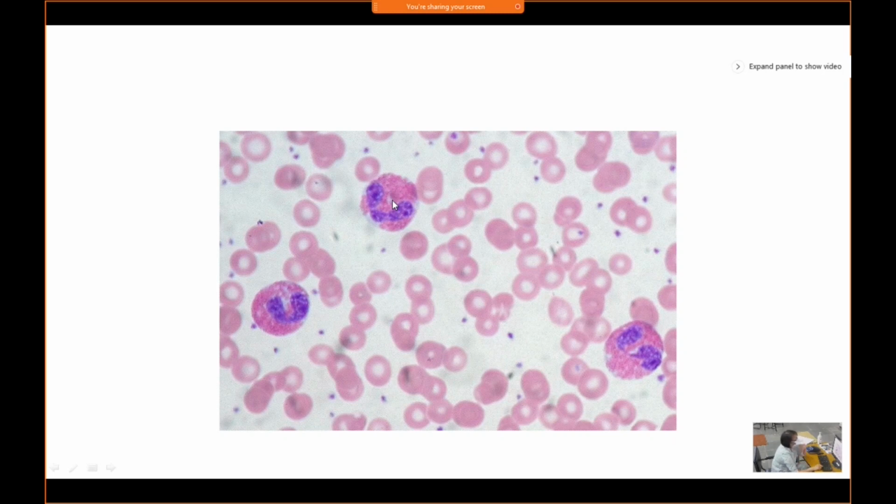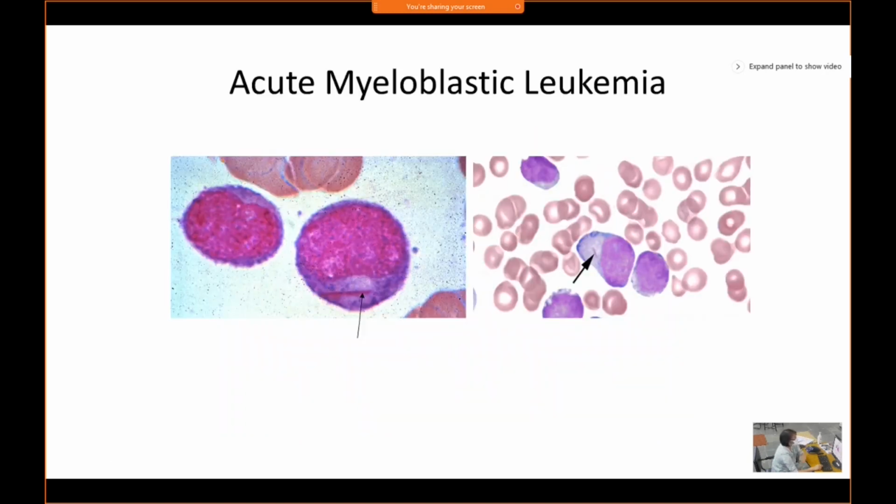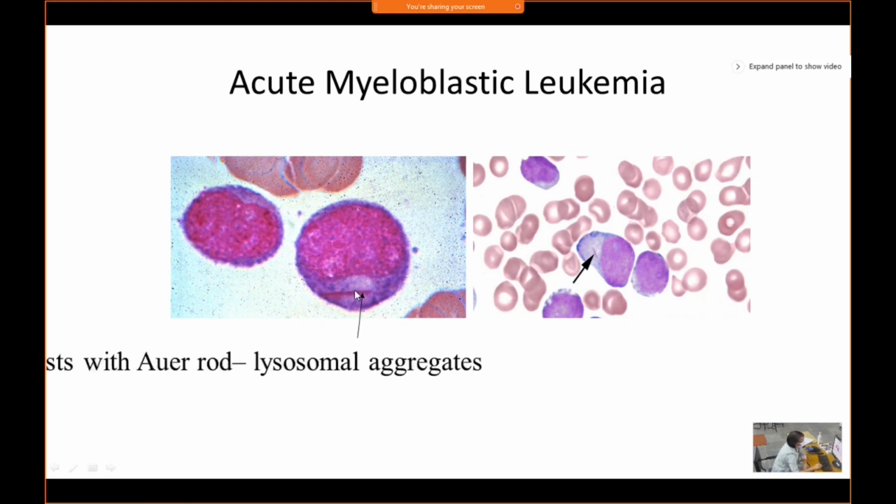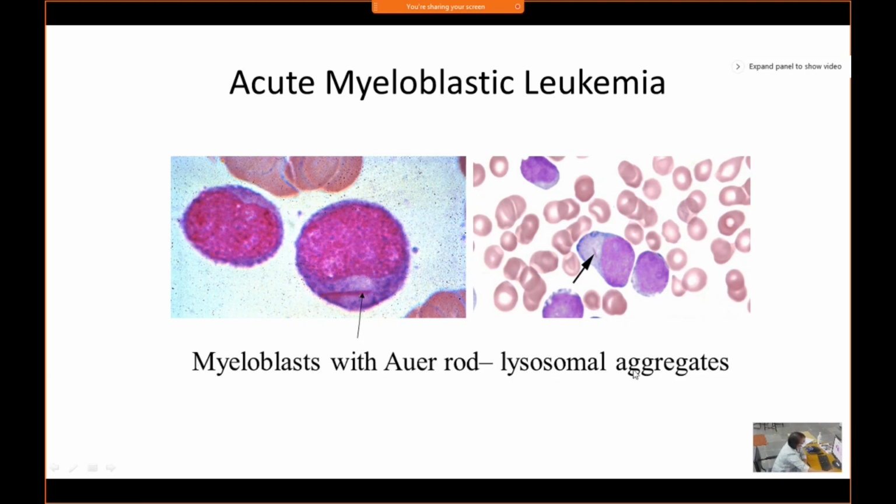You have to know all the causes for neutrophilia, eosinophilia, basophilia, monocytosis, lymphocytosis. You have to know the causes. Okay. Then this is when there is proliferation of blasts, which are myeloblasts, and you are seeing this Auer rod here. These Auer rods are basically lysosomal aggregates, and these are characteristically seen only in acute myeloblastic leukemias.